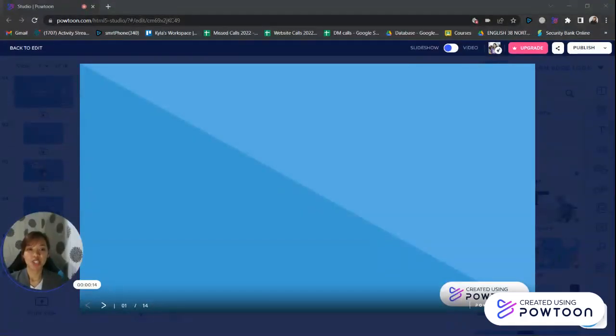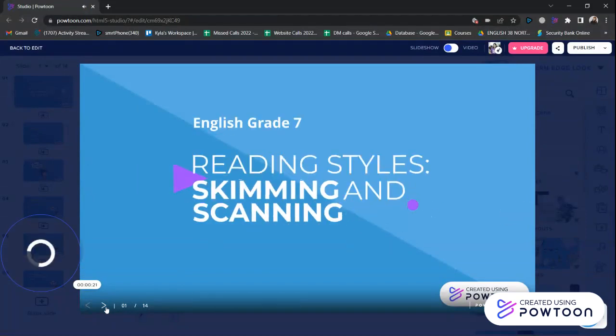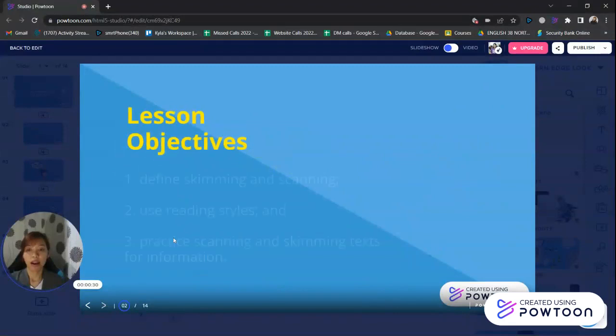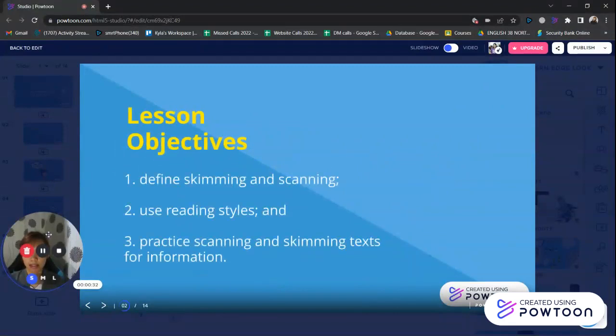My name is Teacher Kai, your teacher in English, and we will be discussing scanning and skimming. Prior to discussing our lesson, here are our lesson objectives. Number one is define skimming and scanning. Number two, use reading styles, and number three, practice scanning and skimming texts for information.